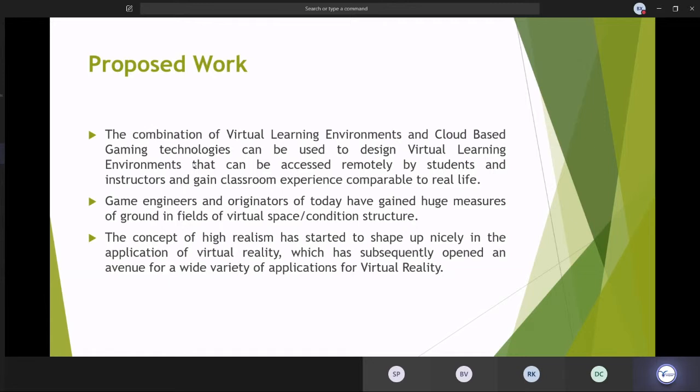One of the main benefits of virtual reality is the concept of realism that it pursues. In recent times, this concept of high realism has started to shape up very nicely in the application of virtual reality. This has subsequently opened up a whole new avenue for a wide variety of applications for virtual reality. Since its conception, virtual reality has always sought maximum realism to make it easier for the user to adapt to the virtual world.